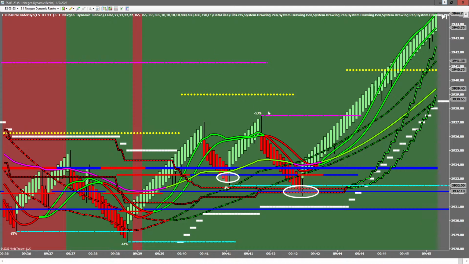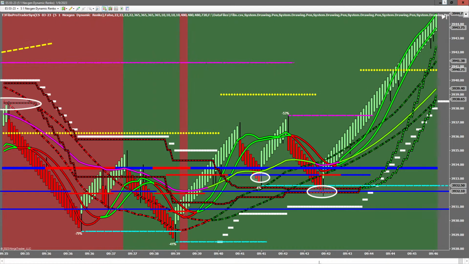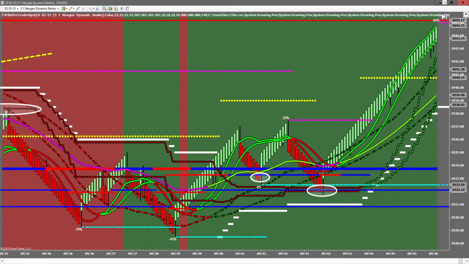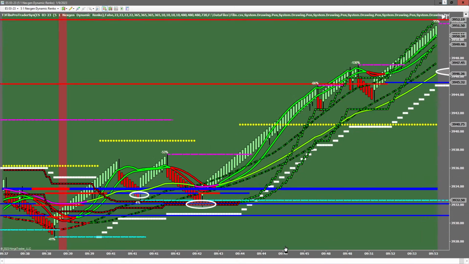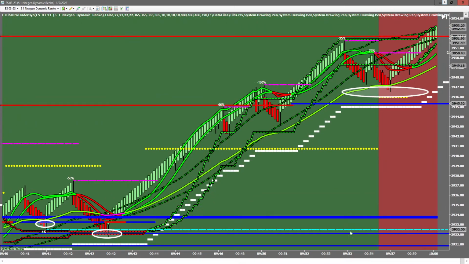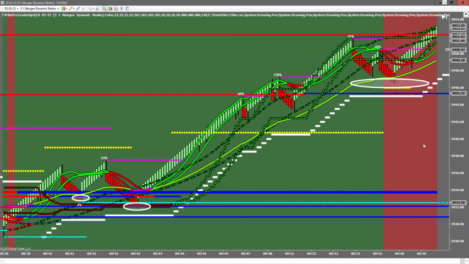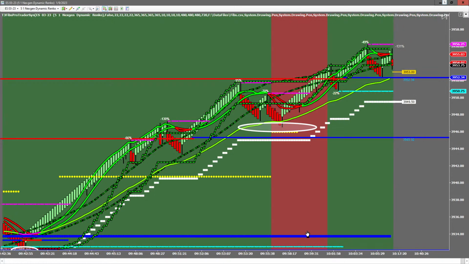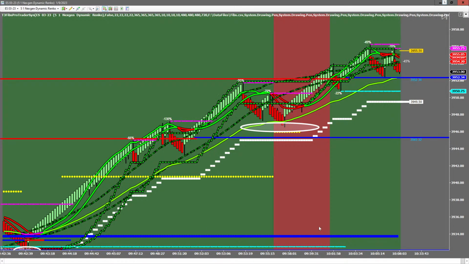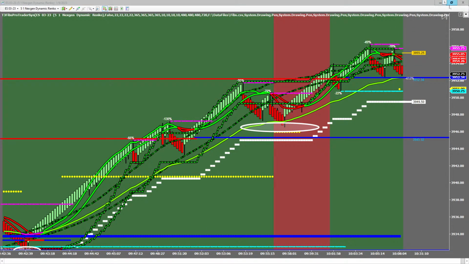Did anybody do this trade? Just curious. All right. As we progress, and we're going to get up to real time here in 2 seconds. All right. We are now to real time.